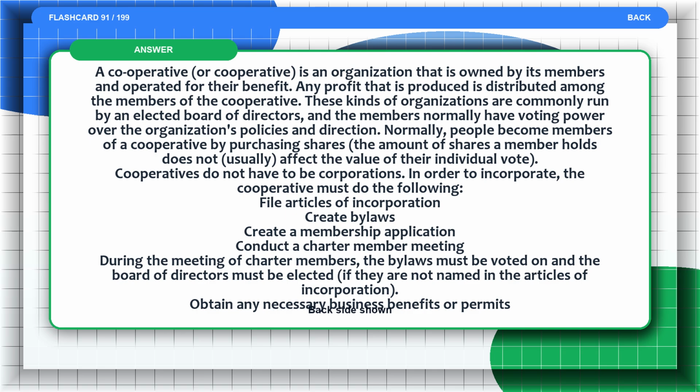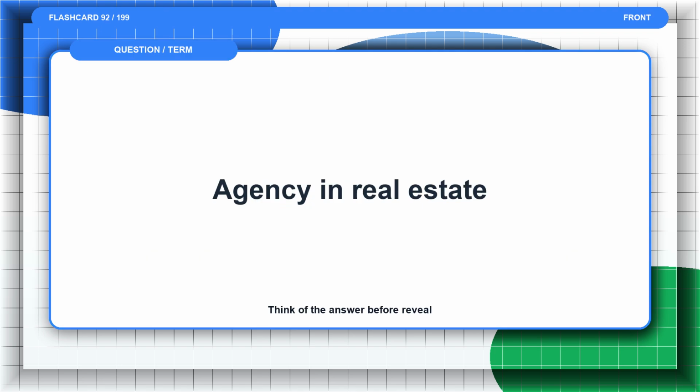In order to incorporate, the cooperative must do the following: file articles of incorporation, create bylaws, create a membership application, and conduct a charter member meeting. During the meeting of charter members, the bylaws must be voted on, and the board of directors must be elected if they are not named in the articles of incorporation. Obtain any necessary business benefits or permits. Flashcard 92. Agency in real estate.